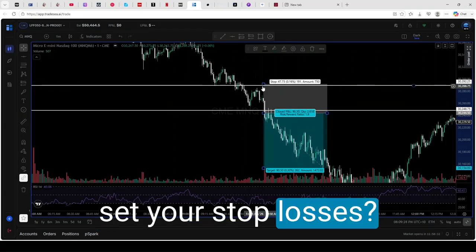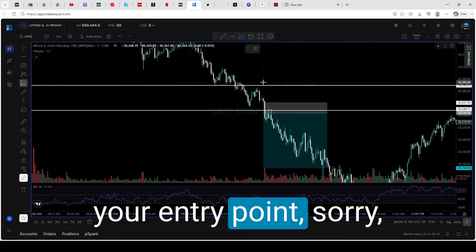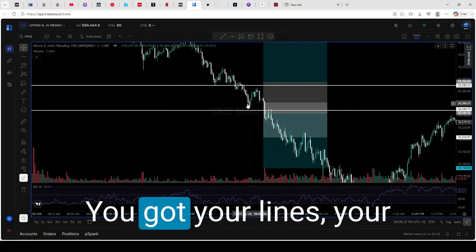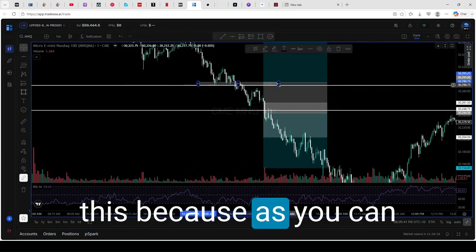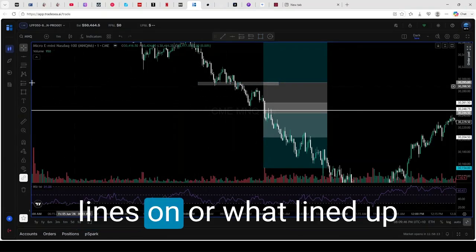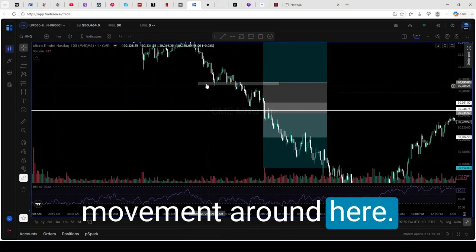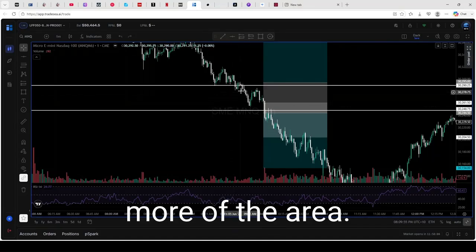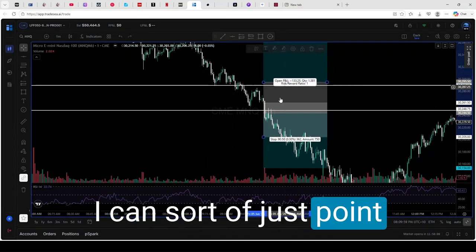Now, where do you set your stop losses? Cool, I'll show you that now. Where you set your entry points, and your stop losses. Now, you got your entry points, cool. You got your lines, your support resistance. It's probably better to actually use something like this, because as you can see, if you use a rectangle here, you can actually see what it lines on, or what lined up back there, lines up here. Cool, we've got movement around here. Also, using a rectangle, you can see a bit more of the area. I don't really bother about that. I can sort of just point that out with my eye.